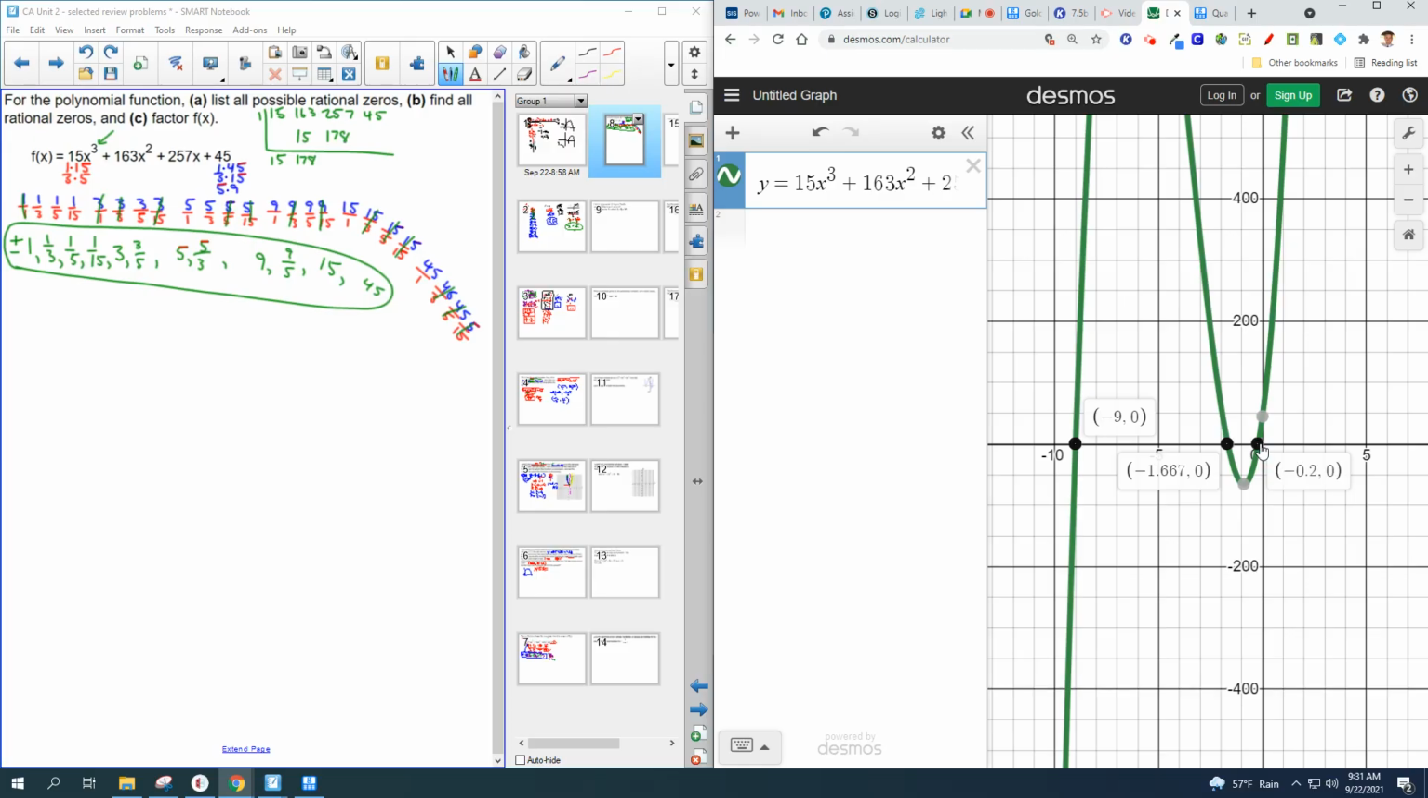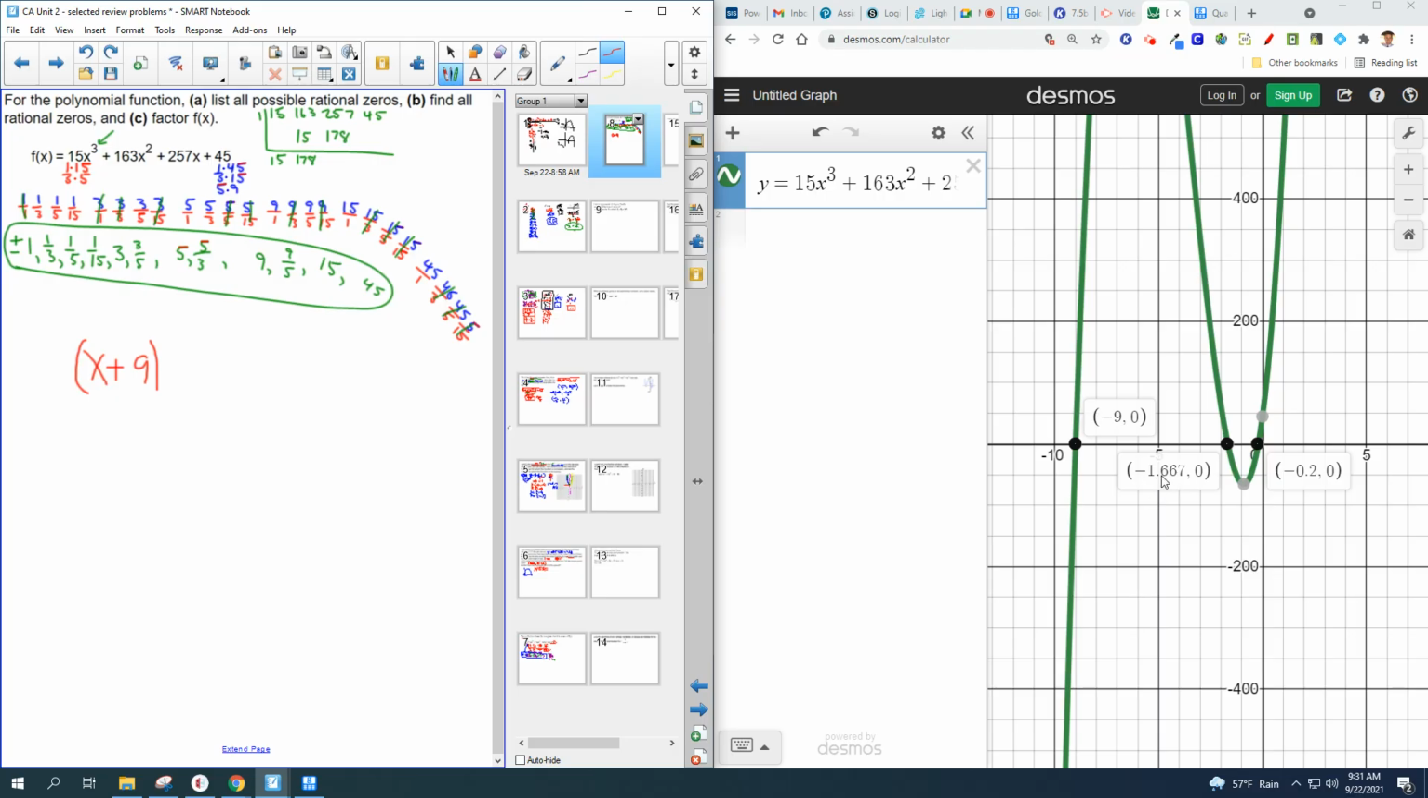The zeros are the x-intercepts. And so I can see that there's a 0 at -9. That means there's a factor of x plus 9. And I can see these other 2 on Desmos. And so that's a little bit harder to come by because they're fractions.